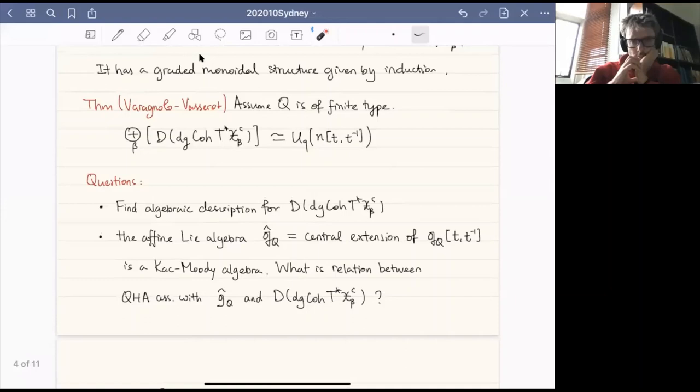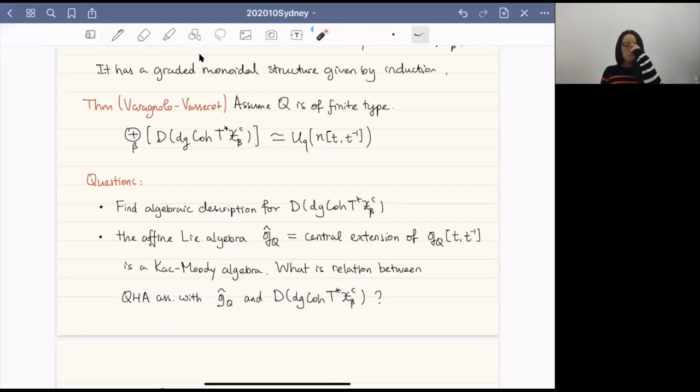Okay, and then you have a quantum group associated to it, which I suppose is defined by Drinfeld. Well, it has a presentation by Drinfeld generators and relations. And then the theorem is that there's an isomorphism of algebras like this.